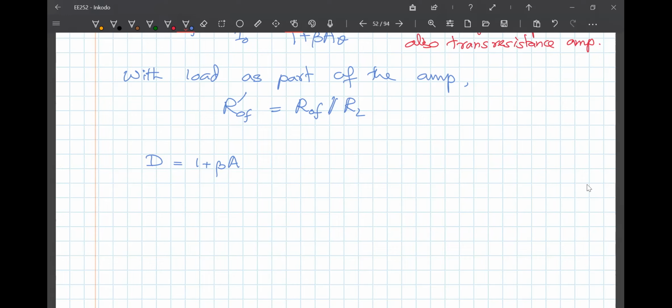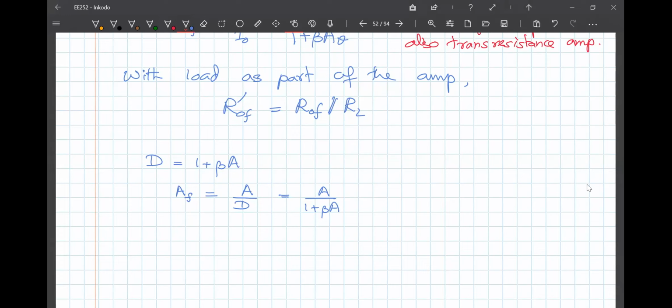So we know that the gain with feedback always reduces. This is basically equal to A divided by D, in other words, A divided by 1 plus beta A. This gain is reduced. Remember, D is greater than 1. Beta A typically is greater than 1, so in any case D is 1 plus something. It is not negative, so always D is greater than 1, and always the gain is reduced.